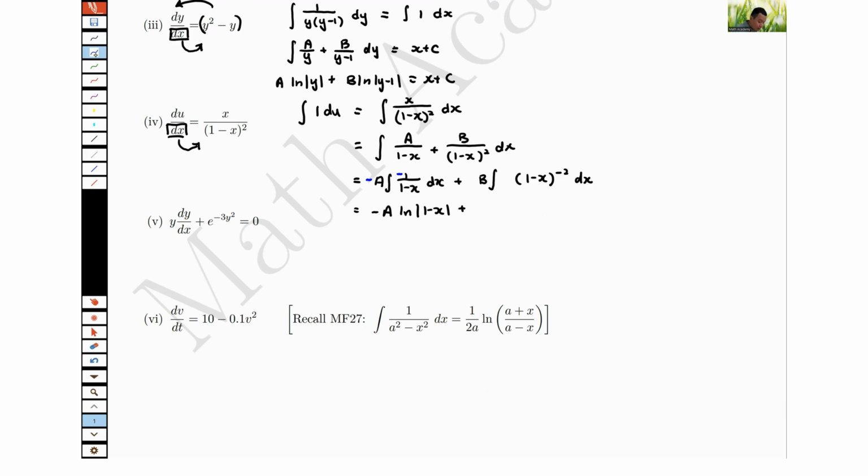The second one is your f(x) to the power n. So similarly, I need to create the negative balance. The f prime is negative 1. Okay, hence, this will be your minus B. And we go for power plus 1 divided by power.